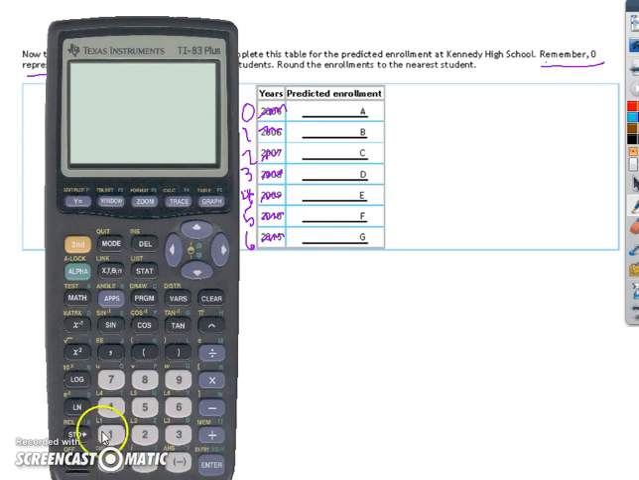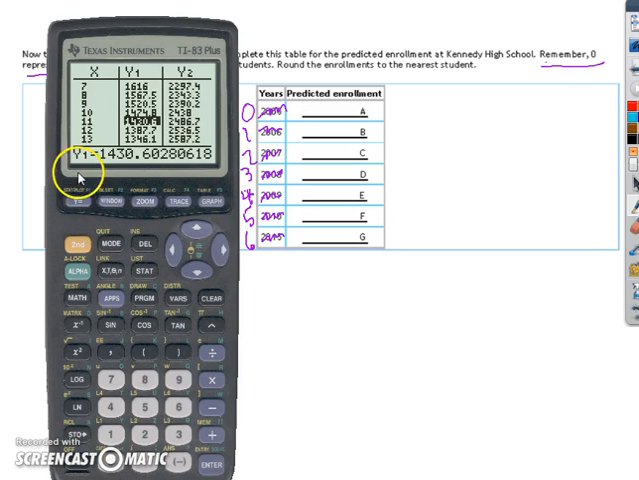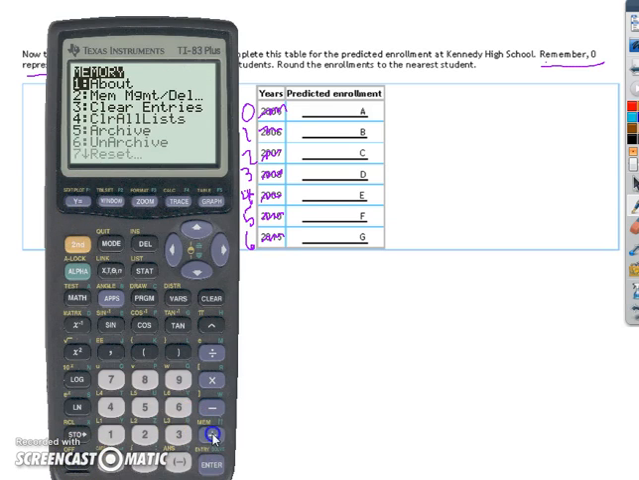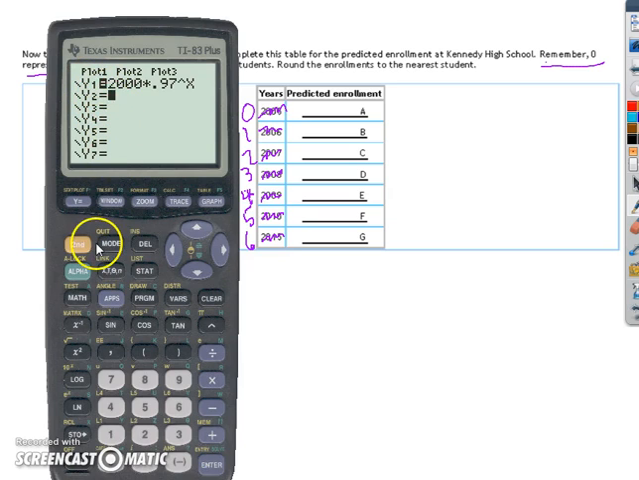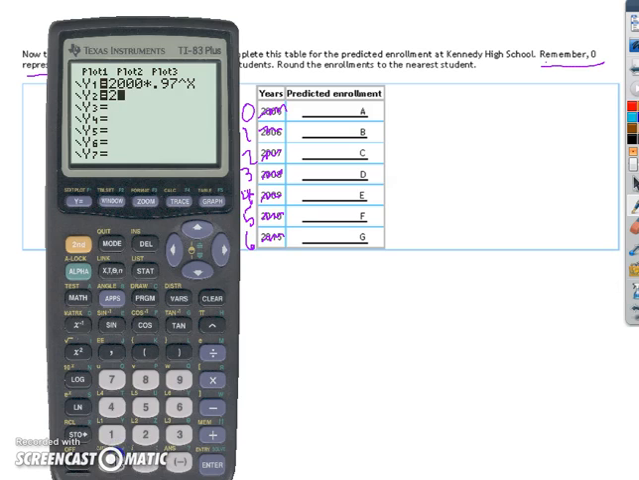And I'm going to put both of the schools in now. So let me start by clearing my memory. All right, so the first function was for the high school we were just talking about, 2,000 to start with times 97% to the x number of years. And then the second school, I'm going to go ahead and put the other school in for y2. That's the second line I'm going to graph. 2,000 times, and this one's growing, 1.03 to the x. So this is Kennedy, the one that's shrinking, and this is King, the one that's growing.